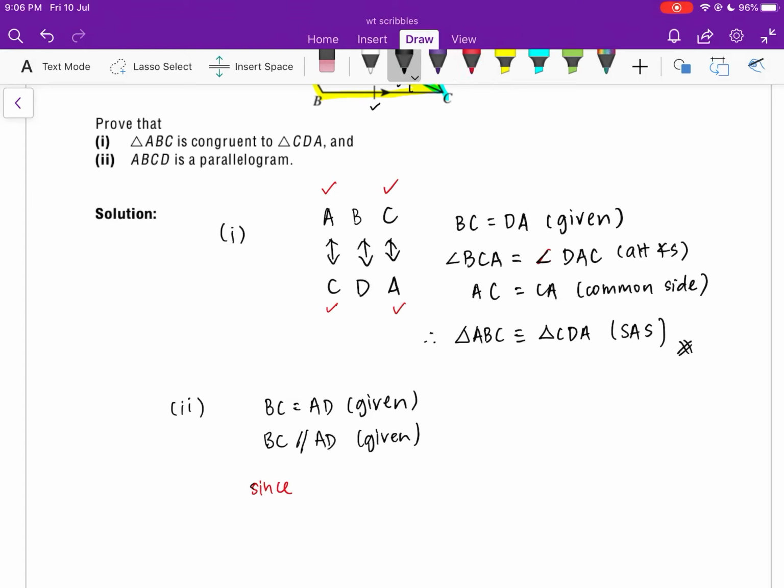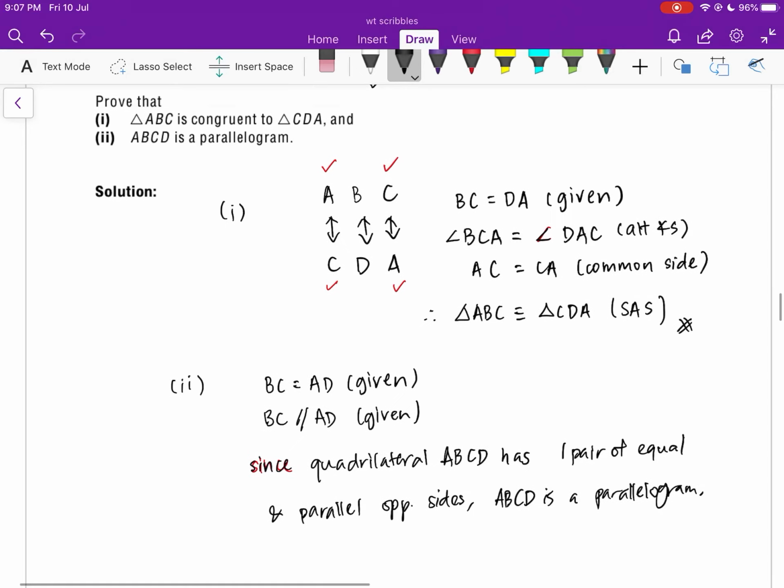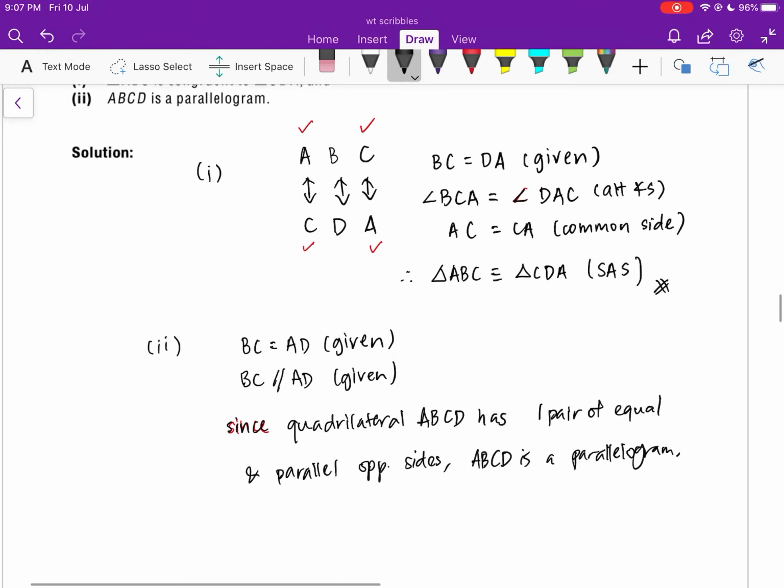Since quadrilateral ABCD has one pair of equal and parallel opposite sides, ABCD is a parallelogram. Okay, that's it. Now, next question.